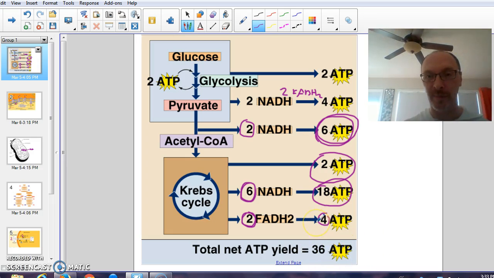you get 36 ATP. Okay, so hopefully this clarified some things a little bit.